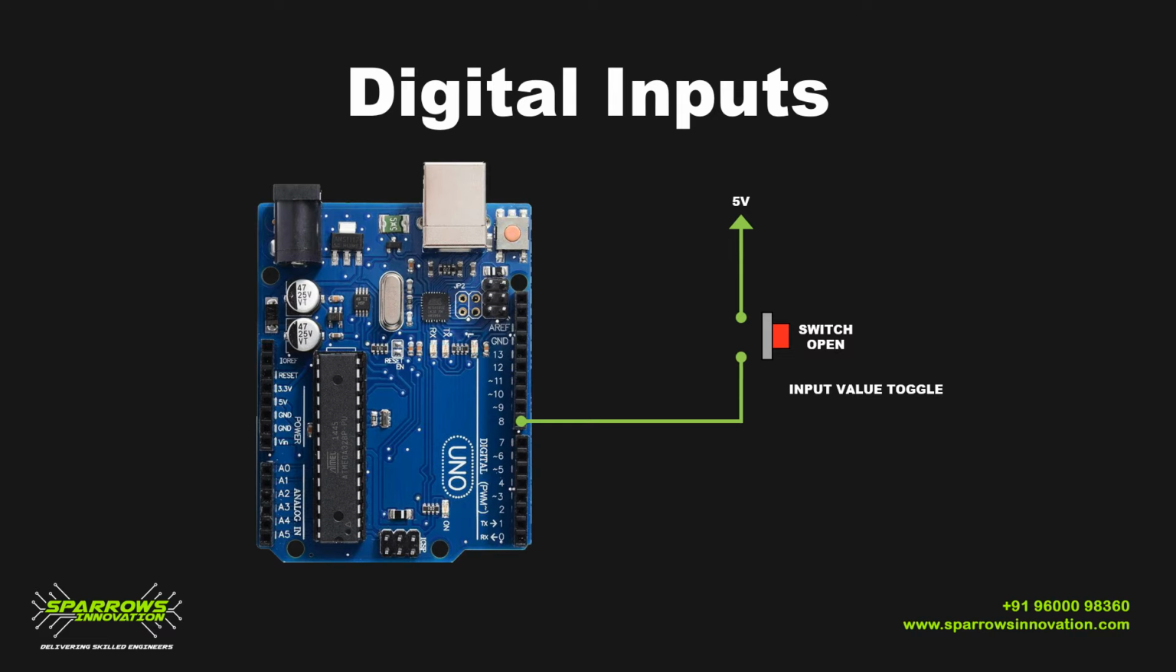So to avoid that, we have to make a ground connection to this circuit, so that there are only two possibilities: either logical high or logical low. Now when the switch is open, the input will be logical low because the circuit is now connected to the ground.